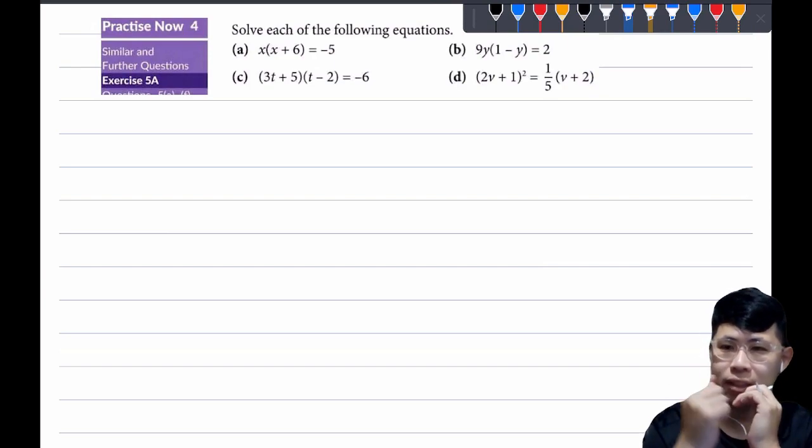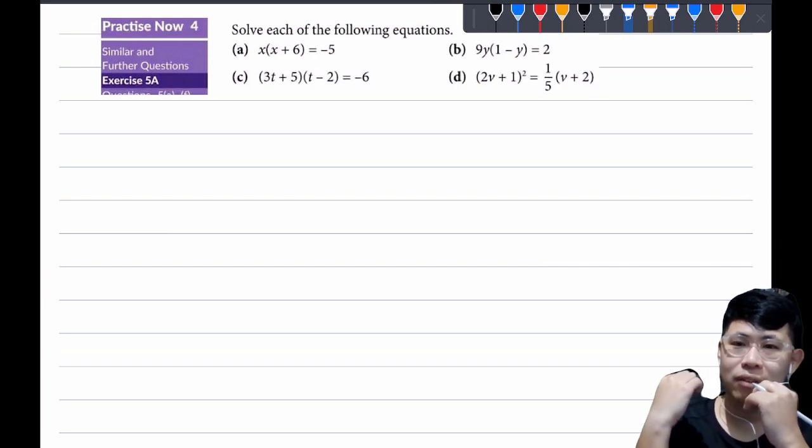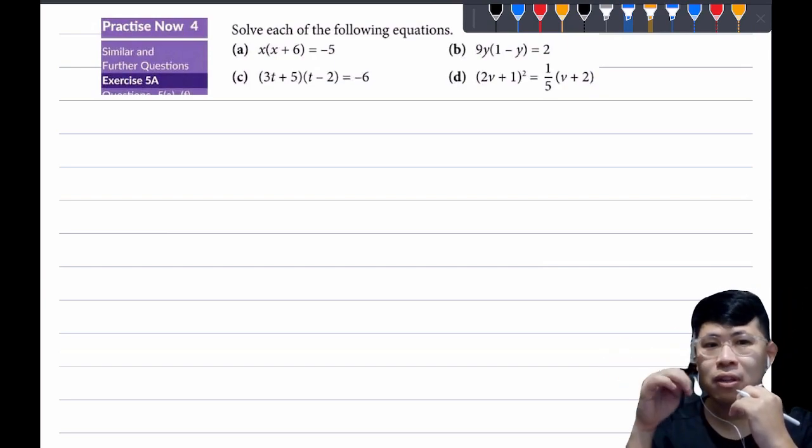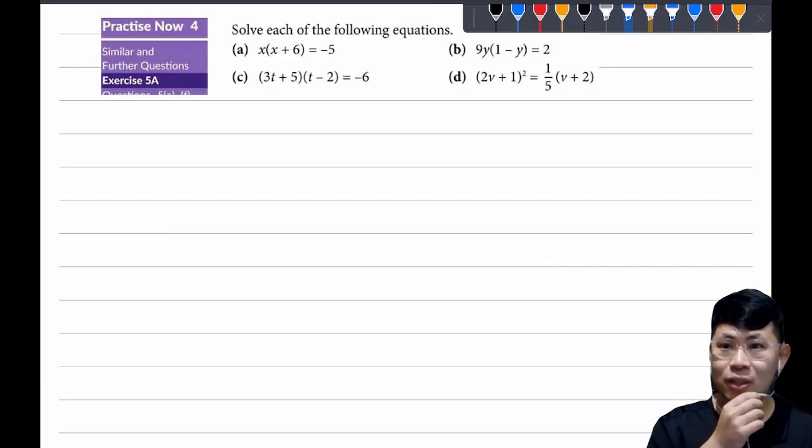In this video we're going to look at practice now 4, in which we solve more complicated versions of quadratic equations. Most likely we're going to encounter something like this above, and we need to know how to solve it. So let's dive right into it.